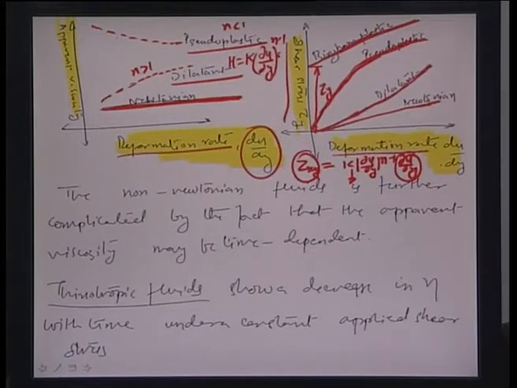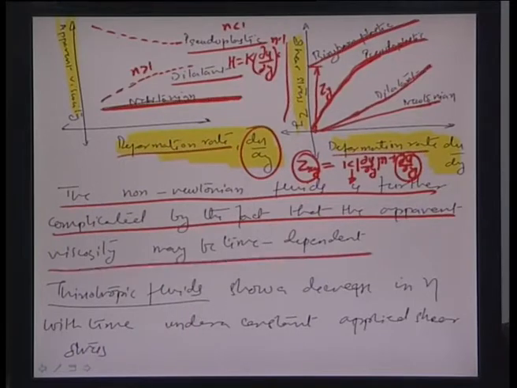So, in non-Newtonian fluids the situation is further complicated by the fact that the apparent viscosity may be time dependent. Some of these fluids are also known as thixotropic fluids, where we typically show a decrease in the viscosity value with time under a constant applied shear stress. So, essentially thixotropic fluids may pose a situation where with time the viscosity just temporarily changes, I mean decreases, maybe with or without deformation.